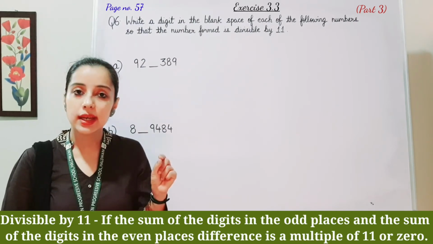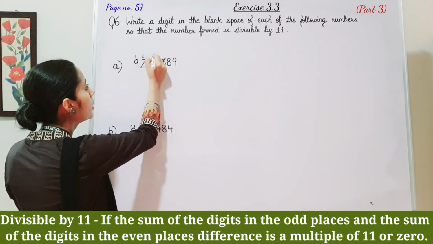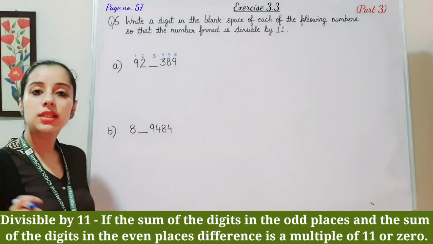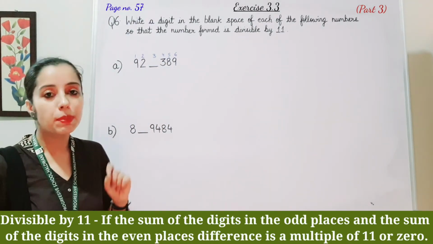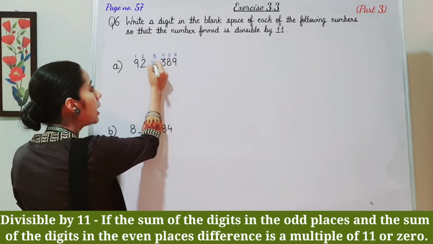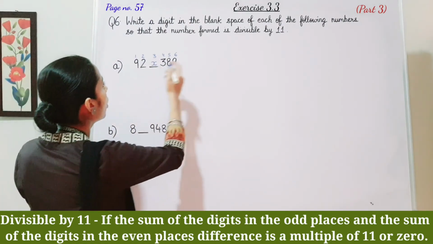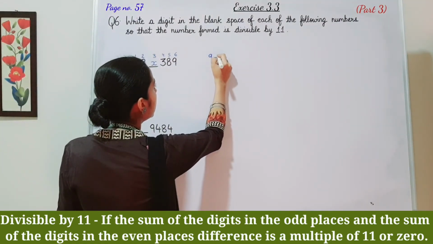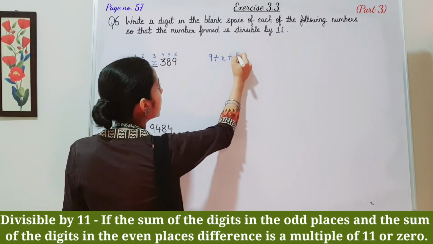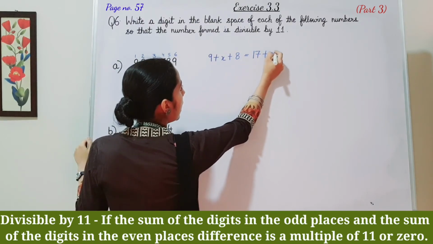First step is to write their places. So the places I am writing 1, 2, 3, 4, 5, 6. Second step, sum of odd places. Here in place of the dash I am taking x. Let the number be x here. So sum of odd places: 9 plus x plus 8. So 9 plus 8 is 17 plus x.